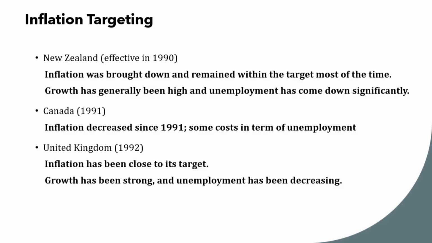As I already said, New Zealand was the champion. Inflation was brought down and remained within the target most of the time. Economic growth has generally been high and the unemployment rate has come down significantly. And Canada started this policy in 1991, then the United Kingdom in 1992, and India, you know that in 2016 we started inflation targeting.